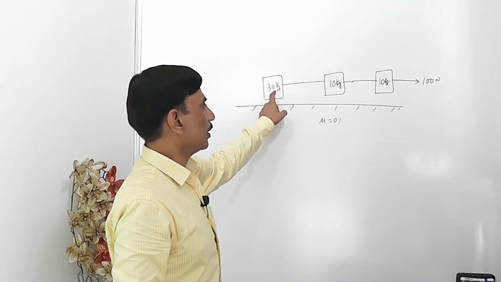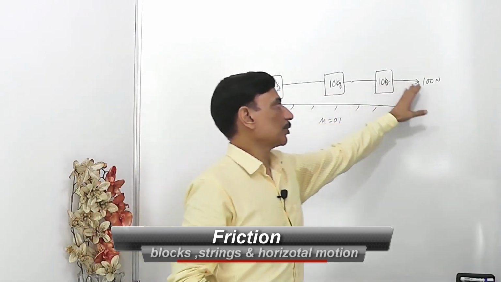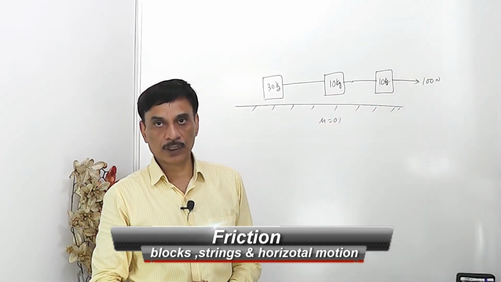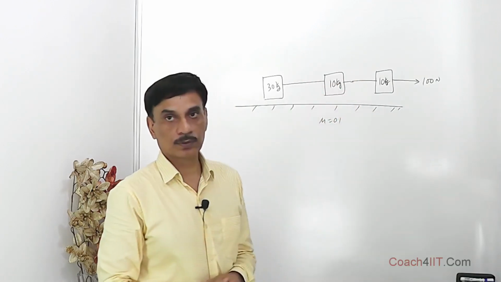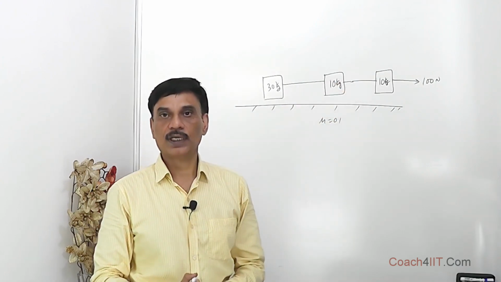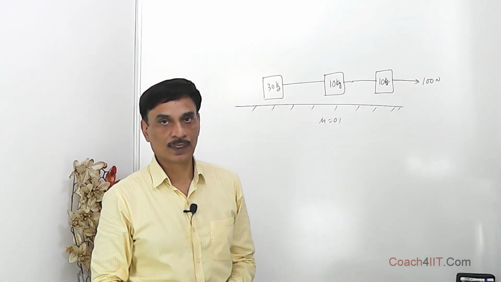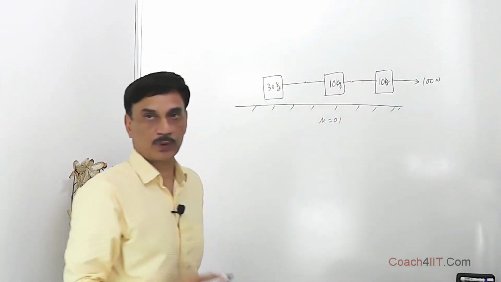We have 3 blocks of 30 kg, 10 kg, and 10 kg which are being pulled in this direction with a force of 100 Newton. They are interconnected by 2 strings, this string number 1, this string number 2. The coefficient of friction between this horizontal surface and all these blocks is mu equal to 0.1. We are asked what the tensions in the strings and the frictional forces are.